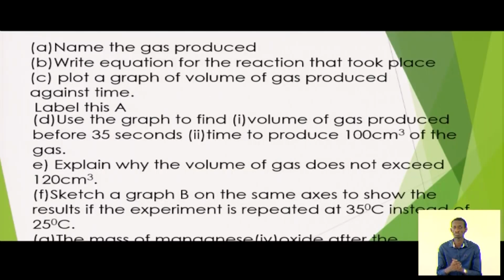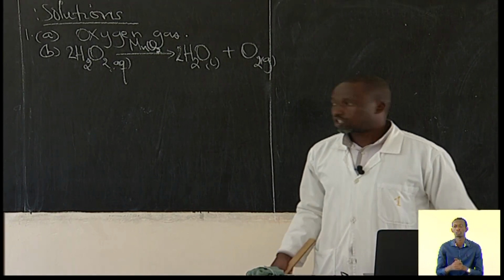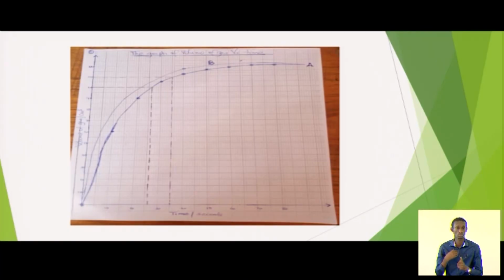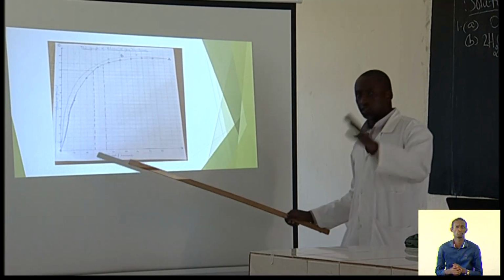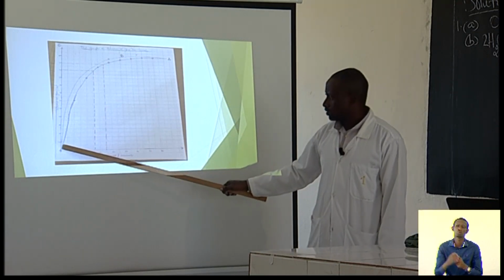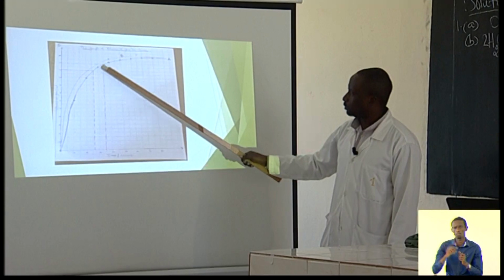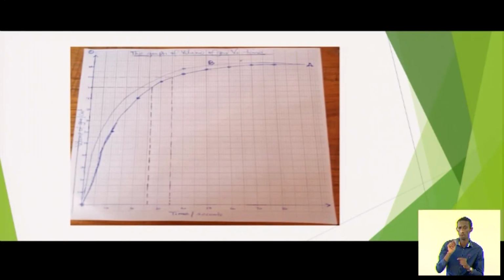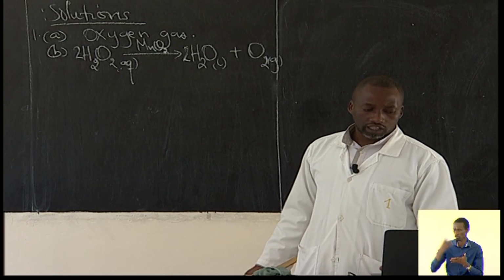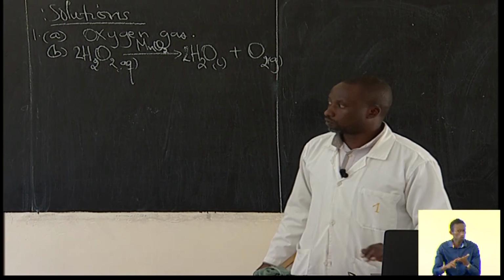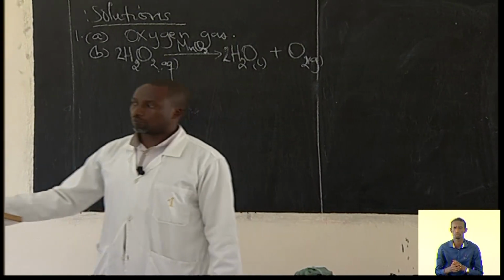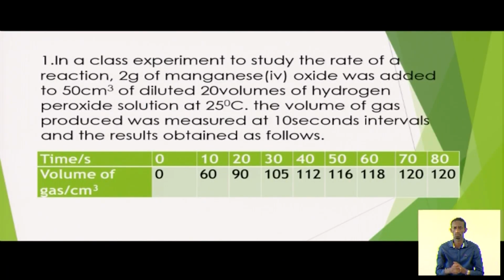Next, plot a graph of volume of gas produced against the time and label it A. I'll just skip a bit and go to the graph that is produced. This is the sketch graph, the graph that I was just trying to draw. If you look at the graph, this is how it goes, and these are some points that were plotted. We said it has to be labeled A. The values we use to plot the graph are the values in the table, the time and the volume of the gas.